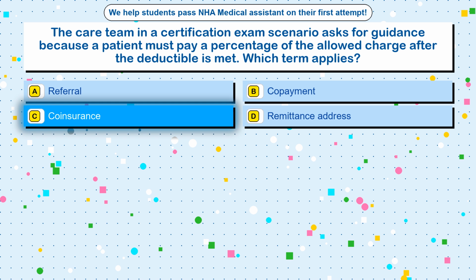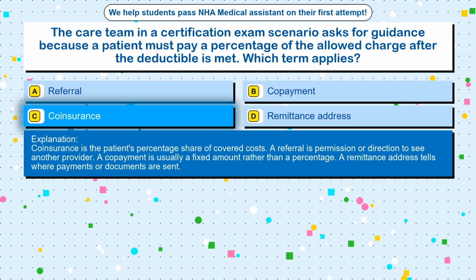Coinsurance. Coinsurance is the patient's percentage share of covered costs. A referral is permission or direction to see another provider. A copayment is usually a fixed amount rather than a percentage. A remittance address tells where payments or documents are sent.